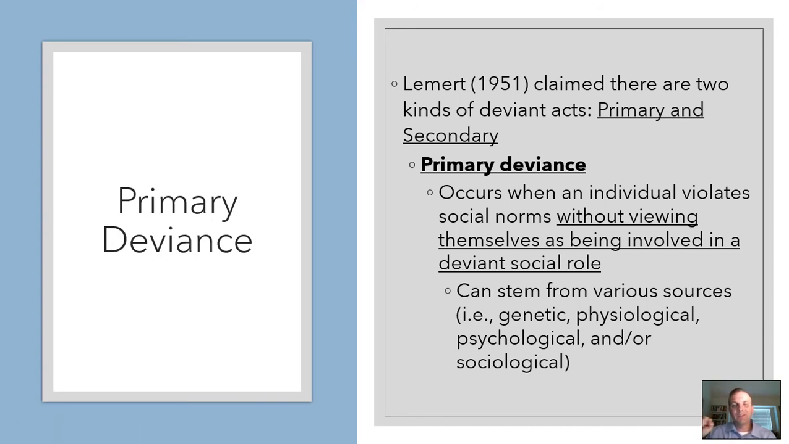It might be a little difficult to grasp, but Lemert in 1951 developed two typologies, primary and secondary types of deviant acts. So primary deviance, this is the first, the initial. It occurs when an individual violates social norms without viewing themselves as being involved in a deviant social role. So you've got to start somewhere. You've got to smoke weed one time. You've got to steal something out of the store one time. You've got to get in a fight at one point in time, the first one, before it snowballs.